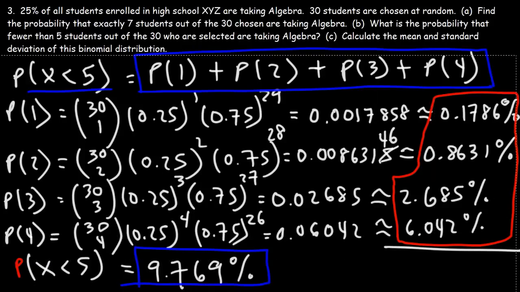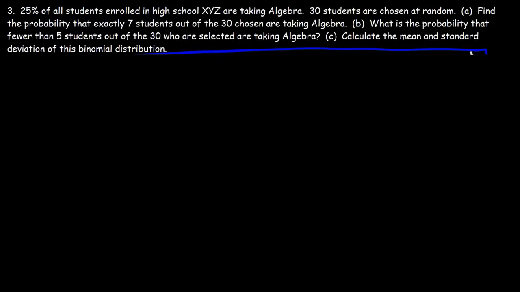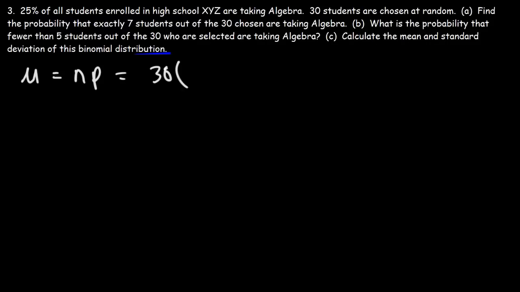Now, let's move on to part C, the final part in this video. So how can we calculate the mean and the standard deviation of this binomial distribution? How can we do that? The mean is going to equal the number of trials times the probability of getting a successful event. N in this case is 30. We know that p is 0.25. So it's 30 times 0.25, which is 7.5.